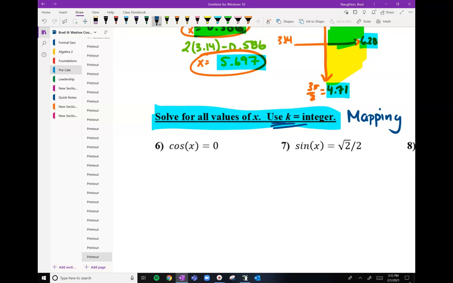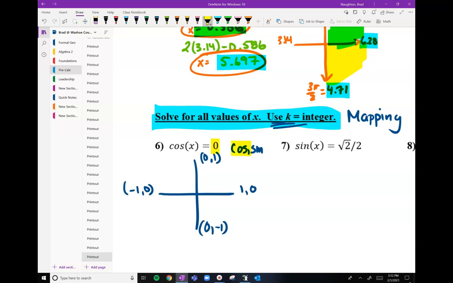So 0 is going to obviously take place on one of our axes. Remember, on our points, it goes cosine, sine. So if this is 1, 0, this would be negative 1, 0. This is going to be 0, 1, and this will be 0, negative 1. We want when our cosine is 0. So that's right here and right here, specifically at the points pi over 2 and down here at 3 pi over 2.